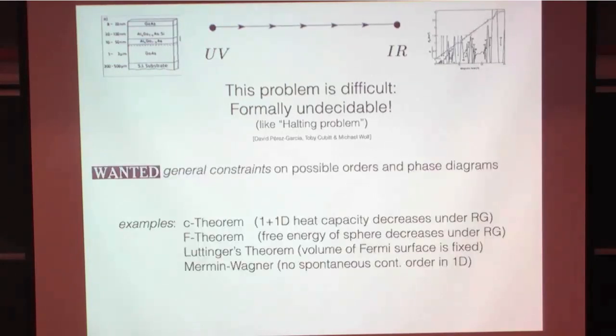So it's very nice to have some general constraints on what phases could appear in these systems, and what are possible phase transitions between them. I have a couple of famous examples of constraints of this form. For instance, the C theorem, at least if we state it for quantum mechanics, says that if you look at the heat capacity of a one-dimensional quantum system, under RG flow it has to decrease. So if you take one critical point and perturb it, the heat capacity has to decrease. The generalization to higher dimensions is the F theorem. Another famous one is Luttinger's theorem, which says the volume of a Fermi surface is fixed by the microscopic number of electrons. Or the Mermin-Wagner theorem, which says that if you have a continuous symmetry, it can't be spontaneously broken in one dimension.